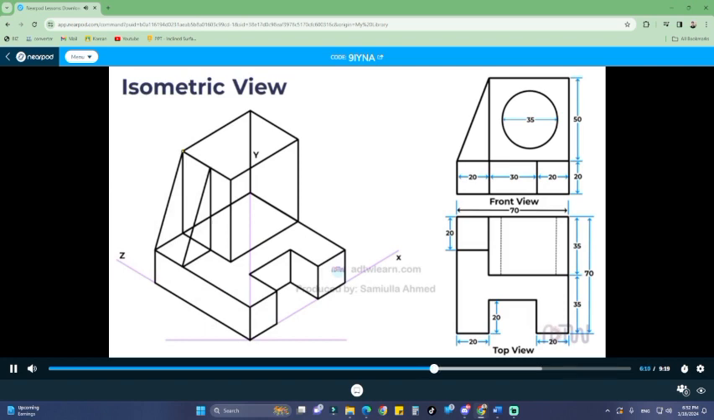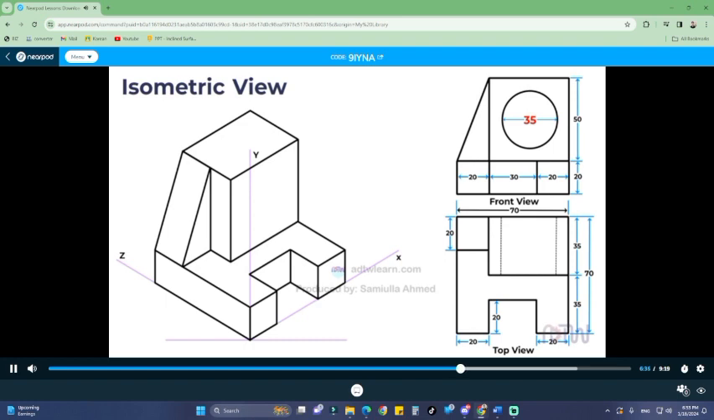Lastly, we need to draw the circular hole on the isometric view. But before that, we need to remove all the non-visible lines from the isometric view to make it easier to understand. Now, let's draw the circular hole. The diameter of the hole is 35 mm, and it's located at the exact center of the top portion of the object. To properly depict the hole in the isometric view, we need to follow a specific method.